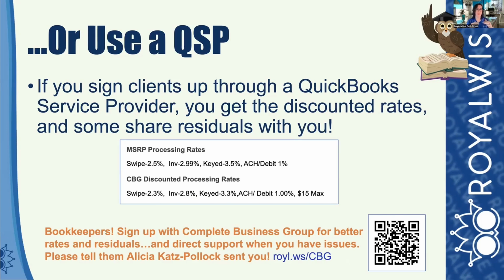And you can see here that this is pulled off of their website. The MSRP processing rates are Intuit's regular rates. And then through CBG, when I sign them up, you get the cheaper rates. Right now, we're still debating whether that is $15 or $10.